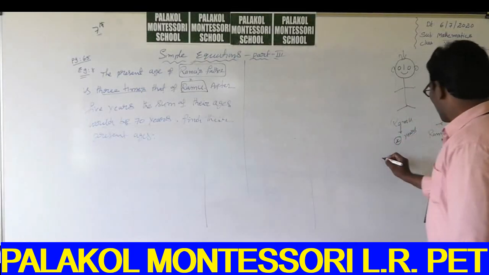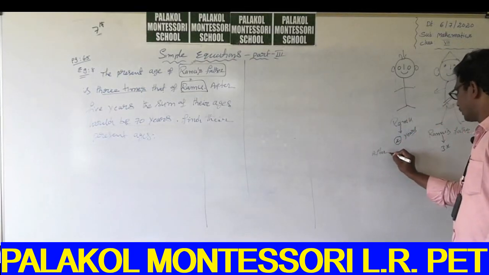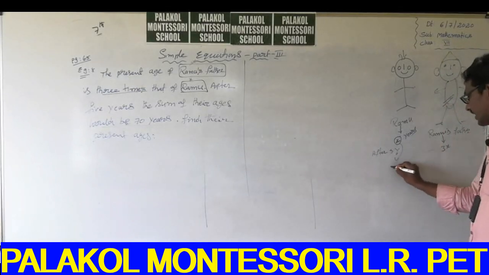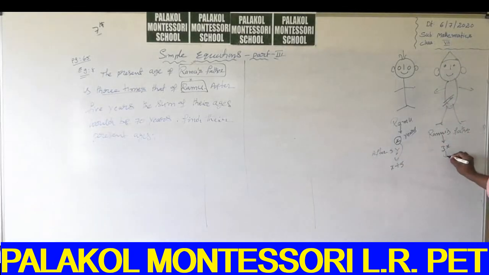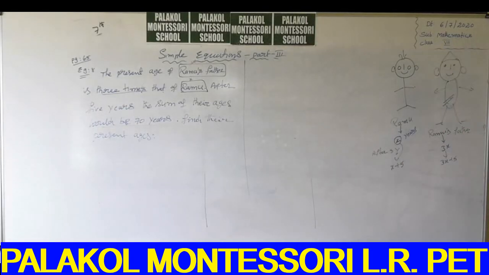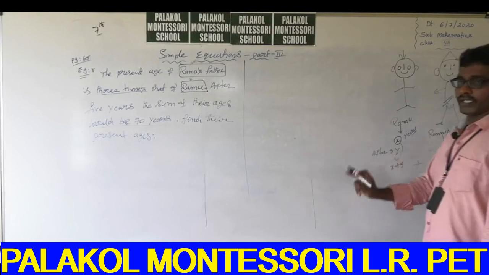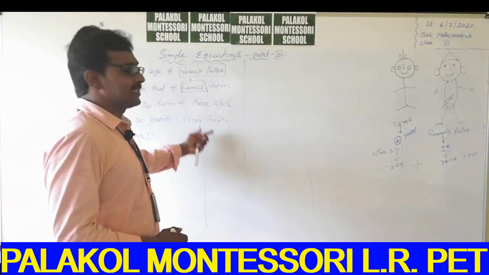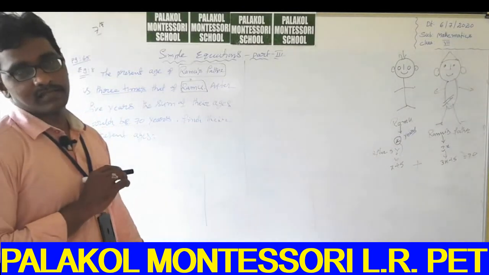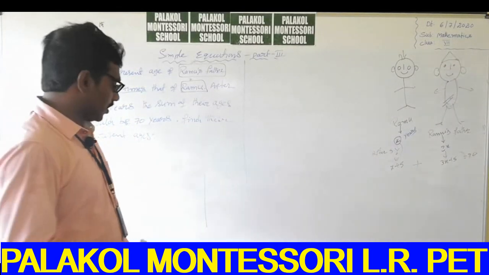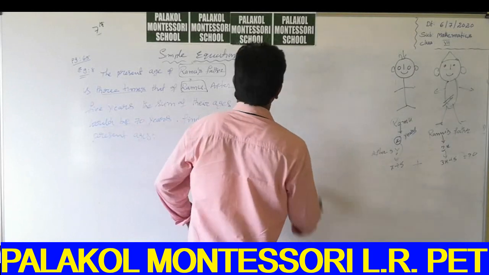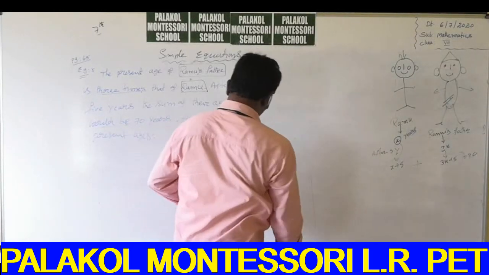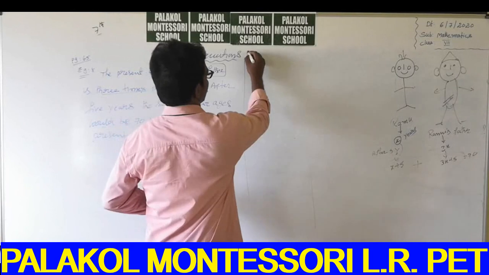After 5 years, Ramu's age is x plus 5 and his father's age is 3x plus 5. The sum of these two ages would be 70. This forms one equation. Simplifying it, you get Ramu's present age and his father's present age. Is it clear? Now let me write the solution.